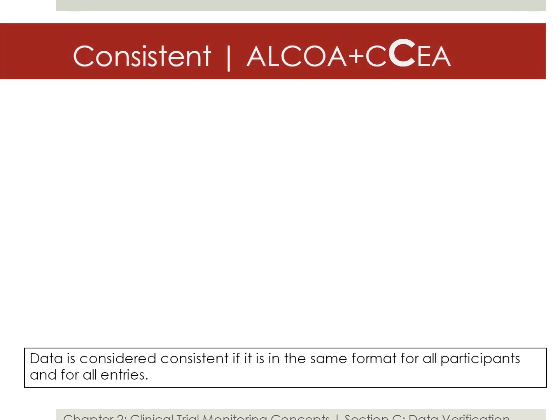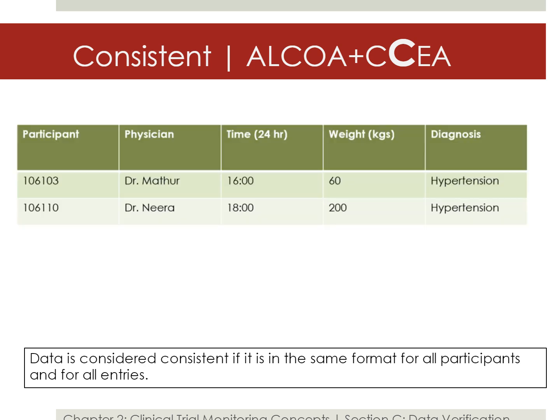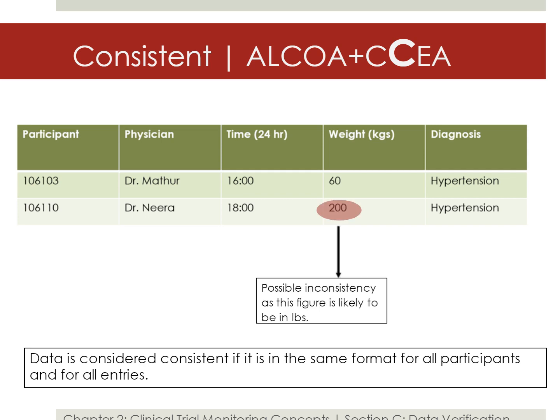Data is considered consistent if it is in the same format for all participants and for all entries. Take a moment to think about the steps a monitor should take in order to verify that data is consistent. A monitor verifies data consistency by ensuring that all data is reported in the same format and with the same units for all participants across different sites, visits, and workbooks for the entire study. Again, ECRF systems should automatically check for consistency, but monitors will still need to verify and follow up with sites if inconsistencies are found.